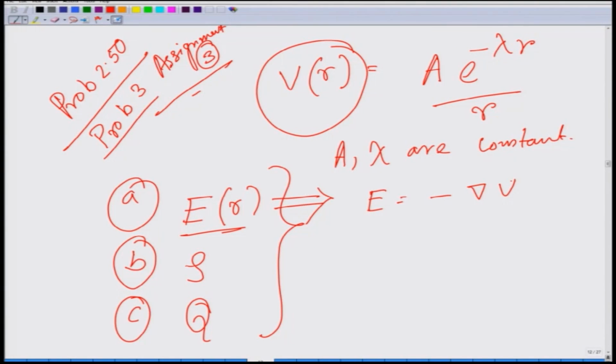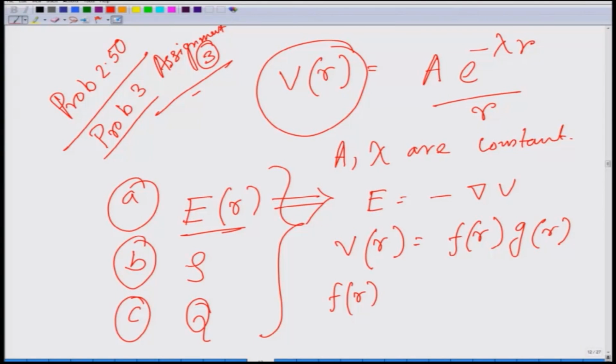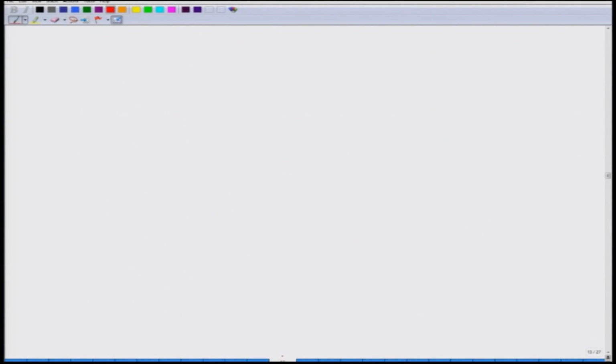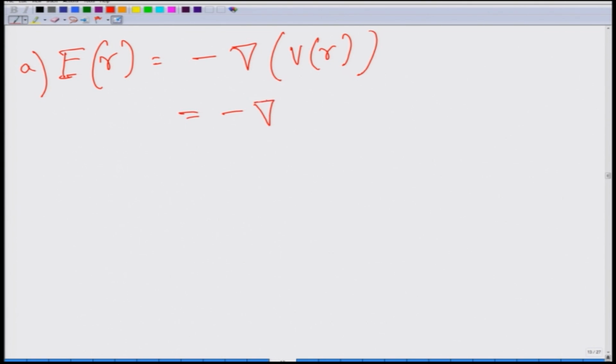Now, look at the potential. It has two functions. One is f(r) and another is g(r), where f(r) is e to the power minus lambda r, lambda being a constant, and g(r) is 1 over r. So, when you calculate E in part A, you have to find out the gradient of this potential V(r), where you will encounter these two functions.